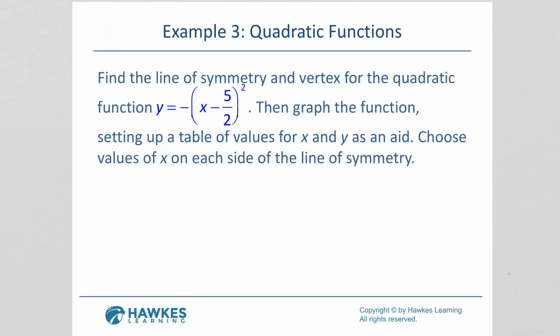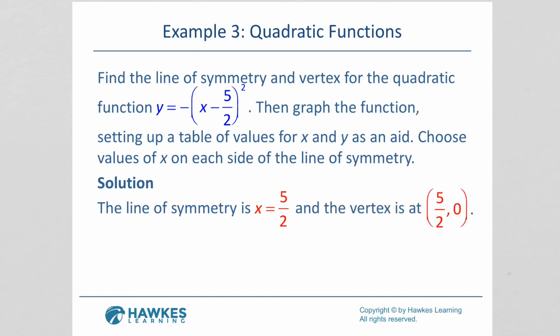Example 3, find the line of symmetry and vertex for the quadratic function y equals negative x minus 5/2 squared. Then graph the function, setting up a table of values for x and y as an aid. Choose values of x on each side of the line of symmetry. The line of symmetry is x equals 5/2. And the vertex is 5/2, 0.